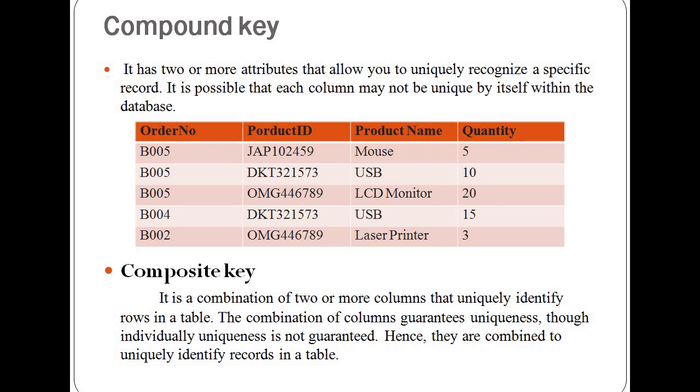It is a combination of two or more columns that uniquely identify rows in a table. The combination of columns guarantees uniqueness, though individually uniqueness is not guaranteed. Observe here, the combination of columns will be guaranteed for uniqueness, but the individual uniqueness is not guaranteed.